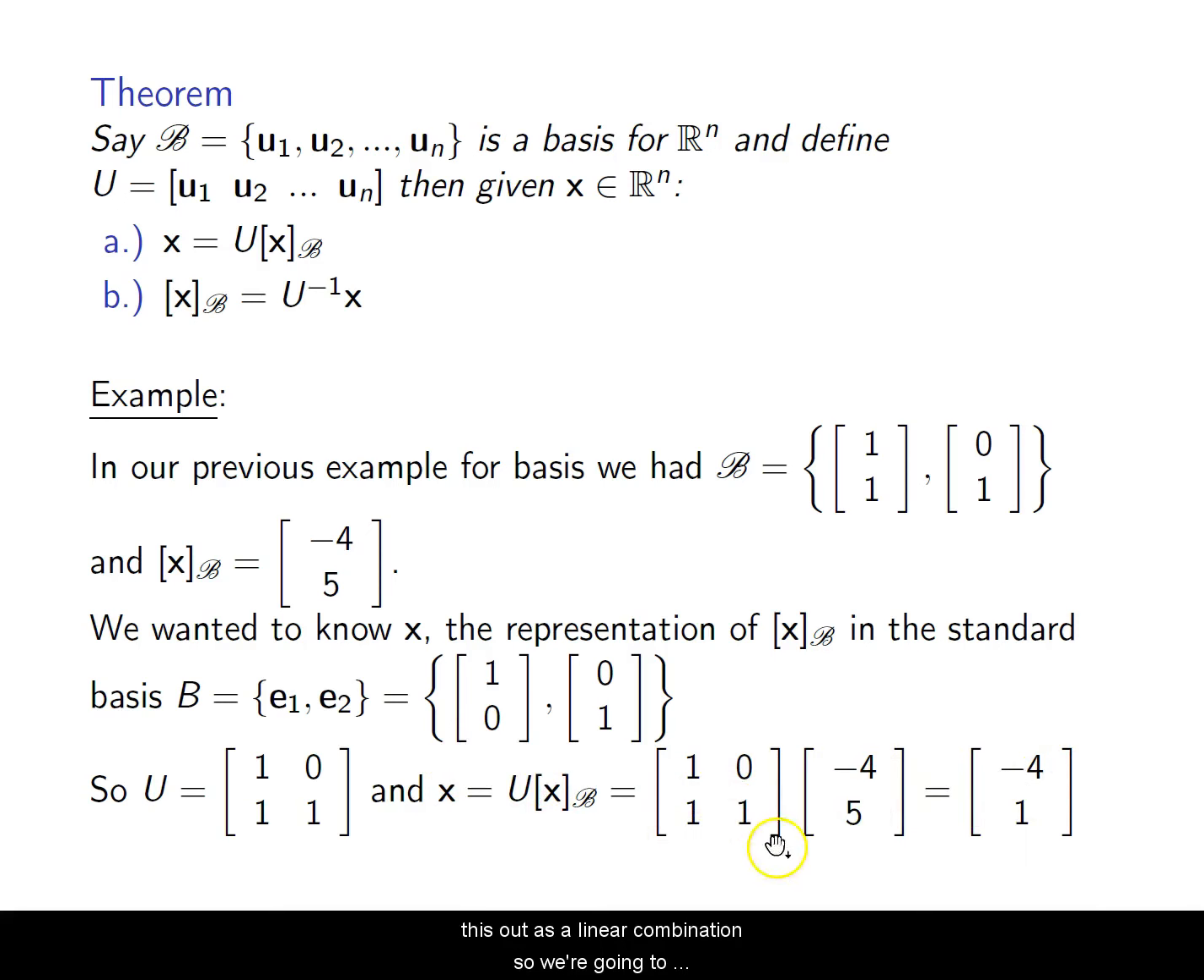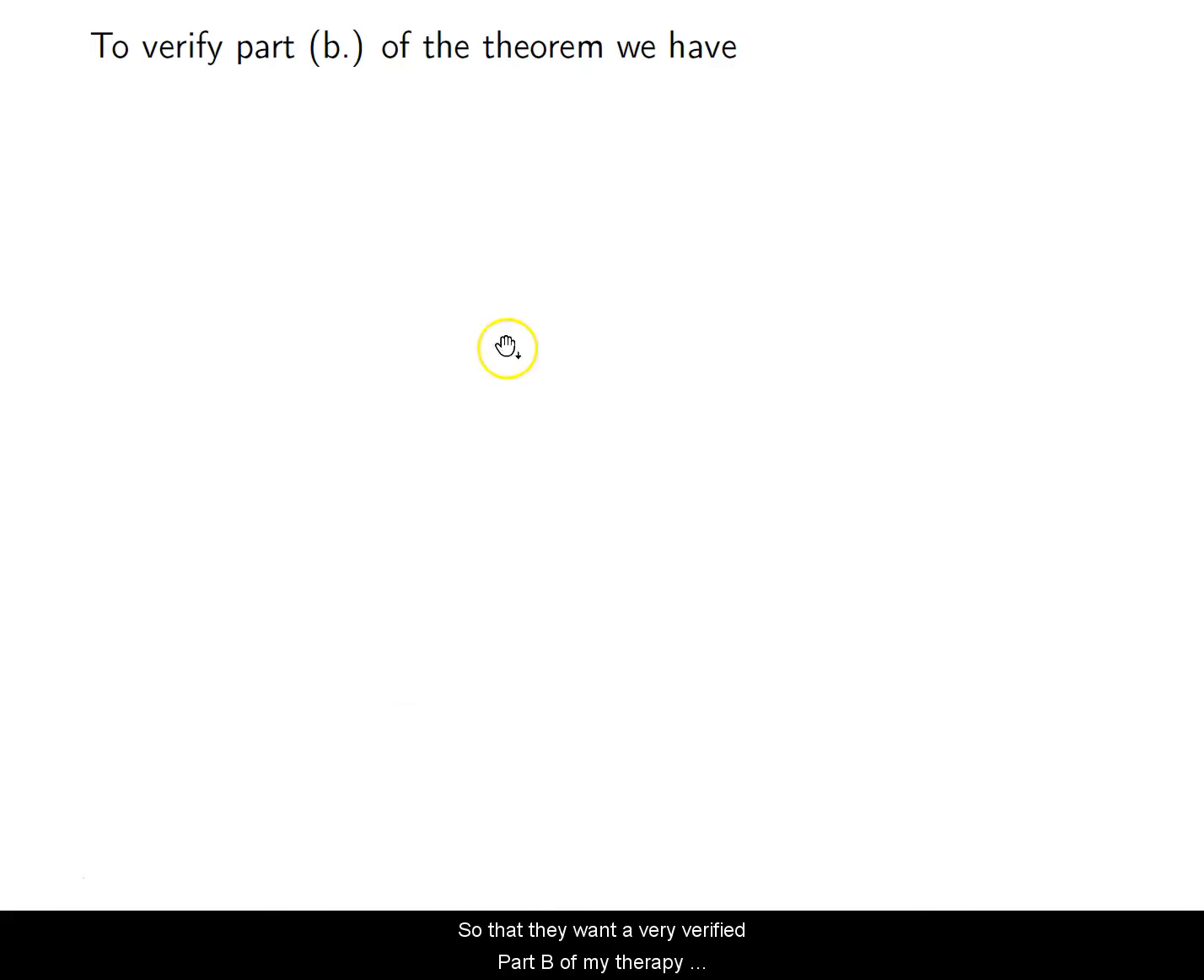So we're going to expedite that process by looking at it as a matrix times a vector, right? That's a lot easier than writing it as a linear combination, which is what we should have in our notes from last time. Okay. So let's say we want to verify part B of my theorem.